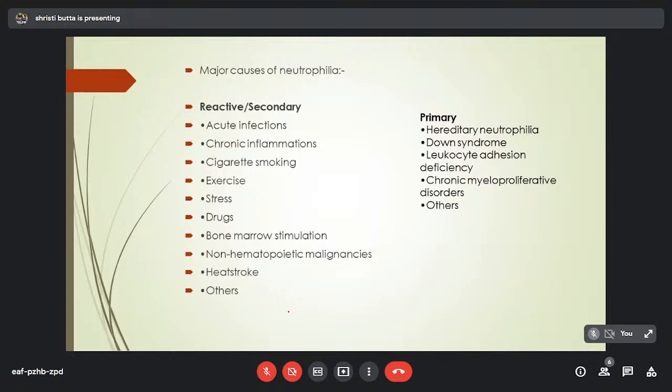Now coming to the major causes of neutrophilia, you have the primary causes like the hereditary neutrophilias, Down syndrome associated neutrophilia, typically the transient myeloproliferative disorder or the transient abnormal myelopoiesis, leukocyte adhesion defects, chronic myeloproliferative disorders, and reactive or secondary neutrophilias typically occurs due to acute infections, chronic inflammation, cigarette smoking, exercise, stress, drugs, bone marrow stimulation by non-hematological malignancies, and heat stroke.